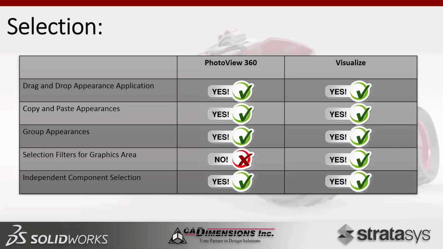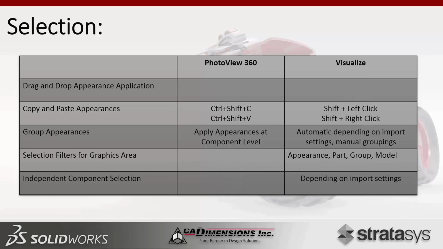We do have the capability. You'll see this is the same block of criteria here, but the independent component selection will depend sometimes on your import settings as to how you have that pulled into Visualize, which we won't get into a whole lot in here, but if you have questions regarding that, feel free to give me a call. But so copy and paste appearances, again, it's available in both, just a different process.